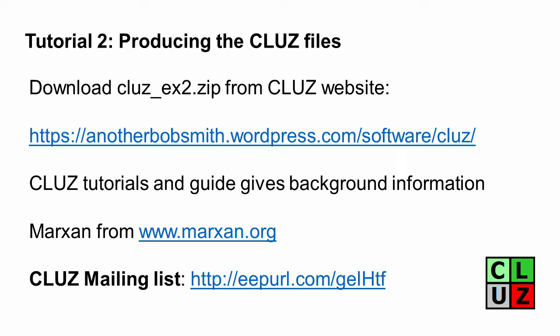For this tutorial you'll need to download the CLUZ ex2 zip file from the CLUZ website, which is there. In this tutorial we won't be using Marxan, we'll just be looking at how to create the files for Marxan, but the link for Marxan is there, and I strongly recommend signing up to the CLUZ mailing list so you can hear about the latest versions of CLUZ and any new tutorials. So for this tutorial, the first thing you'll need to do is download the zip file from the CLUZ website for tutorial 2.